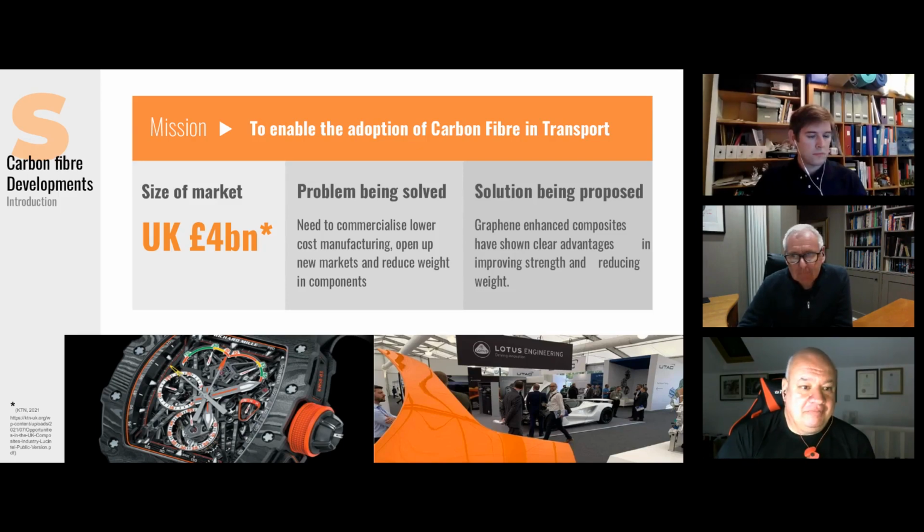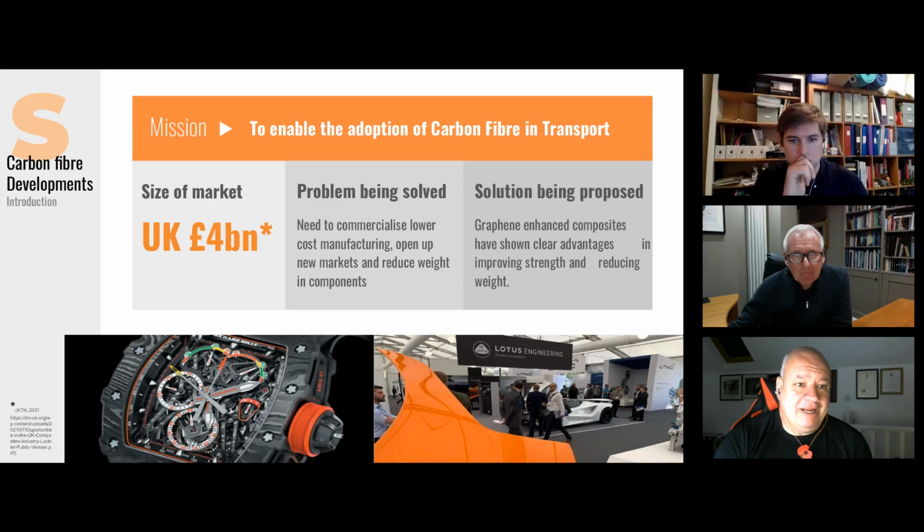So I put on there the first product that we were involved in, which was the Richard Mille watch. I think it's interesting to reflect that just a few years ago, it would have taken us a month to create a kilo of material, and now we can do far greater quantities than that in much shorter times.